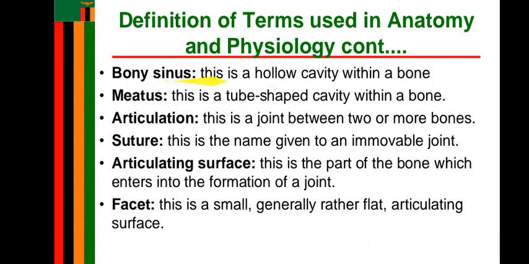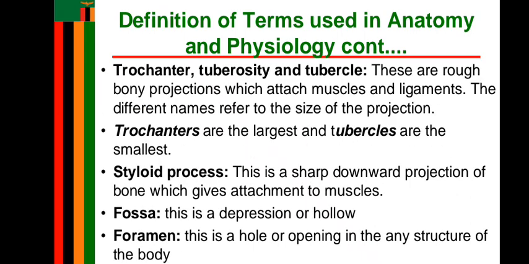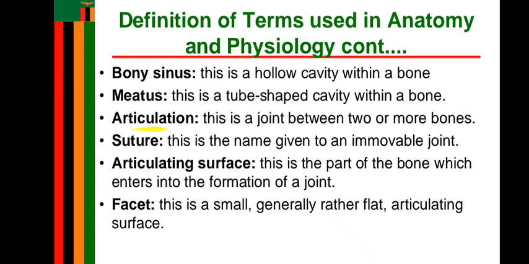Then we have the bone sinus. A bone sinus is a hollow cavity within a bone. Then we have the meatus. The meatus is a tube-shaped cavity within a bone. So if a bone has a tube-shaped cavity within it, that is what we call a meatus.